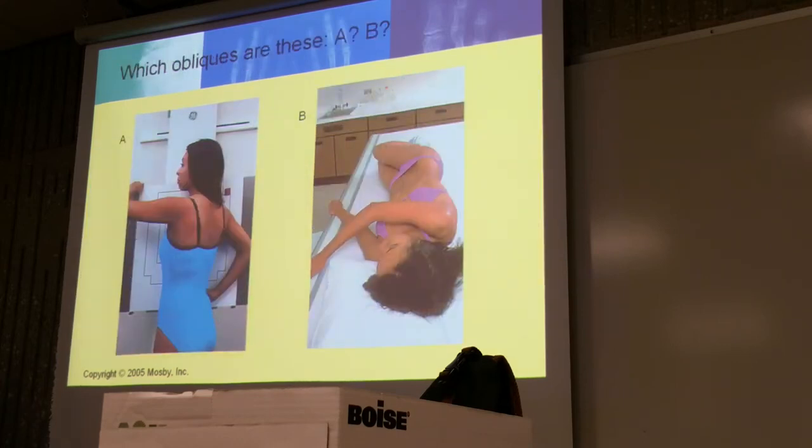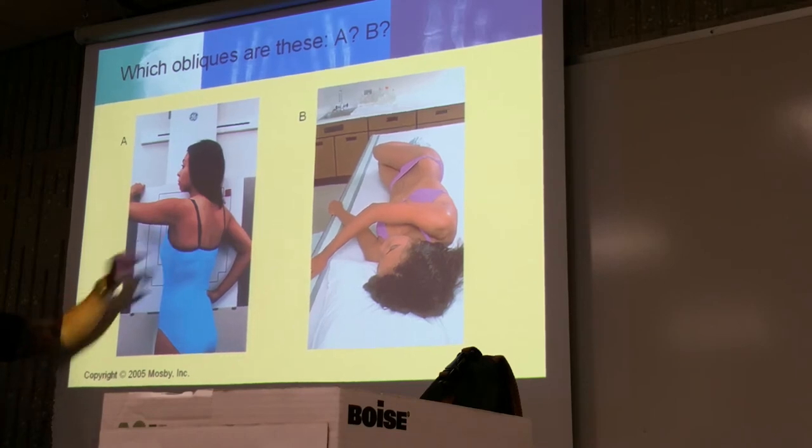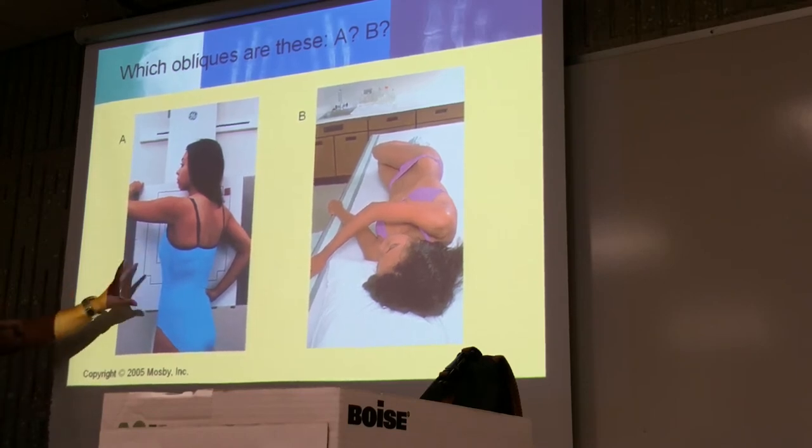All right. So what's this? Right anterior oblique. It's the right anterior surface oblique. Okay, so right anterior oblique or RAO. And then what do we have here? Left posterior oblique or an LPO.